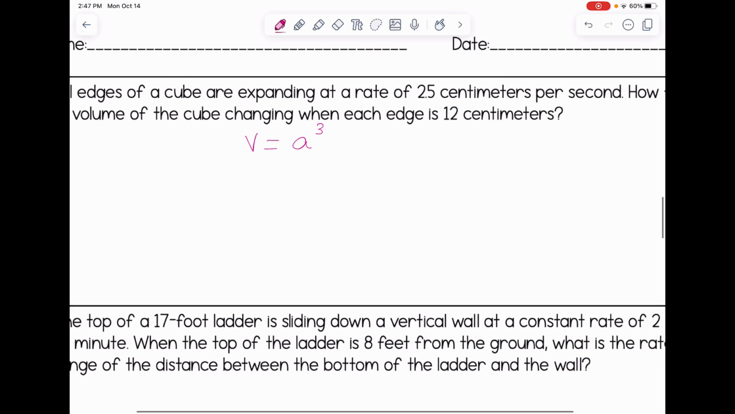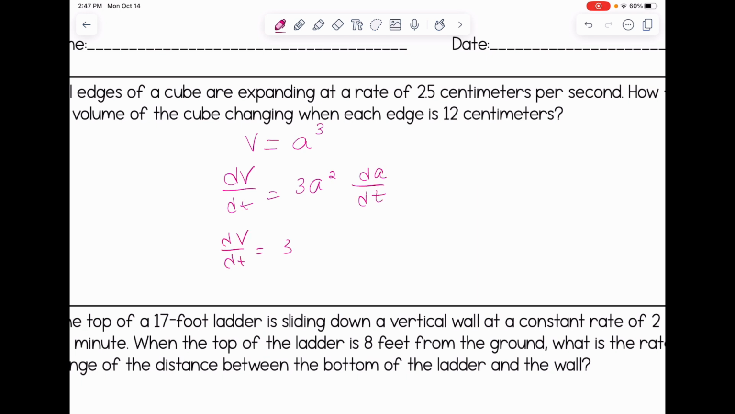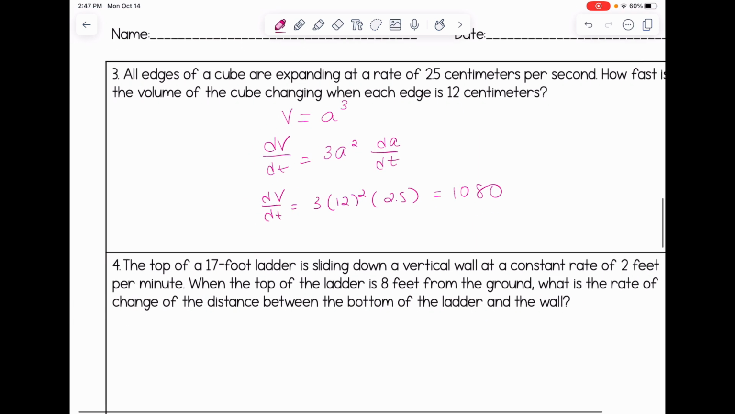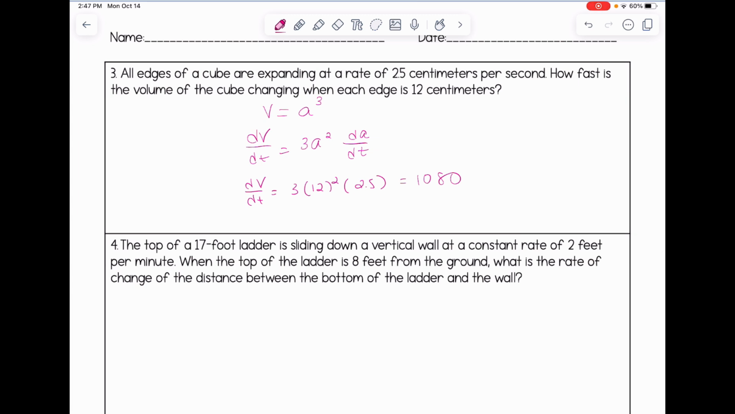So when I take the derivative, I'm going to get dV/dt equals 3a squared dA/dt. We are looking for a dV/dt here, so I'm going to leave that. The length of the edge is 12. The rate of change is 2.5. And when I plug that in and simplify it, I'm getting dV/dt is 1080. So those first 3 questions are all relatively similar to one another.